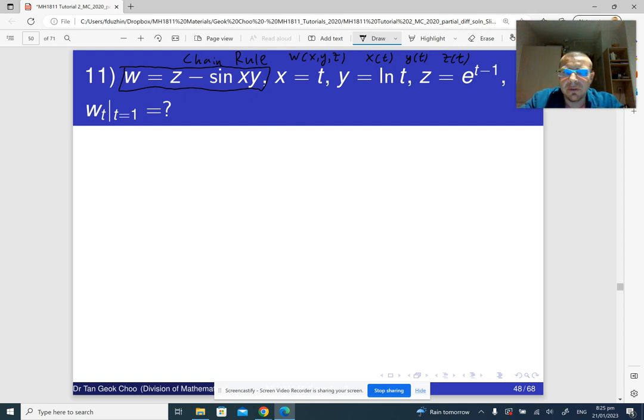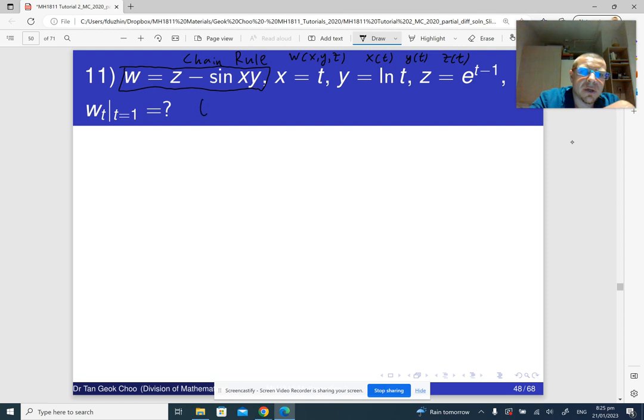And we've got to find its derivative with respect to t, evaluated at the point t equals 1, according to the chain rule. How do we do that? When we're supposed to do it at a specific point, rather than substituting back all the expressions into W and then differentiating, it is easier to first compute the corresponding values of X, Y, and Z.